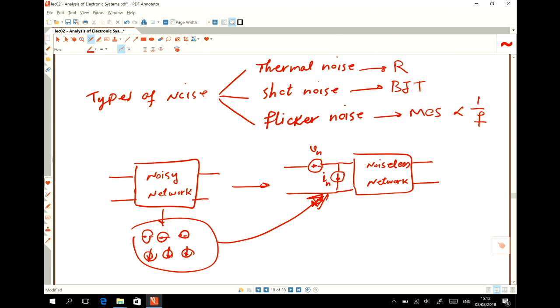Or, for example, for the shot noise, it is mainly dependent on the biasing of the transistor. When we bias the transistor, then we can say that, okay, the source noise is this value.